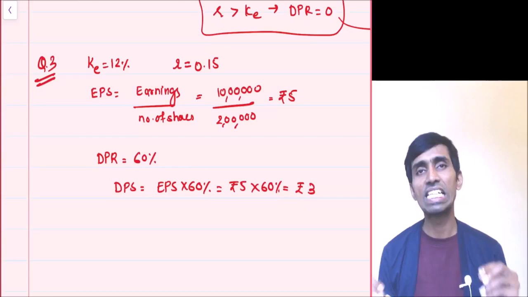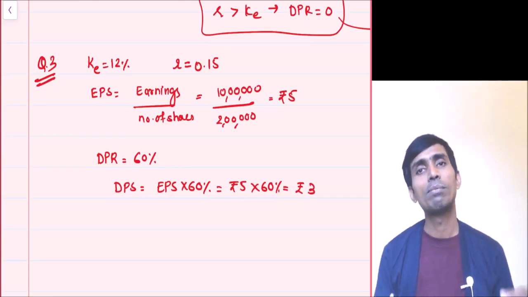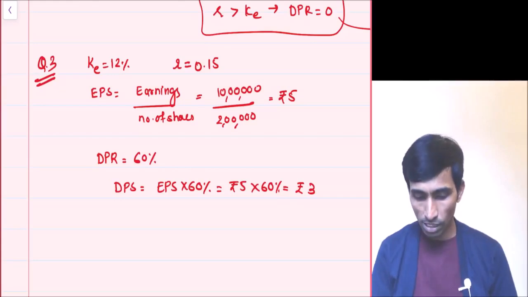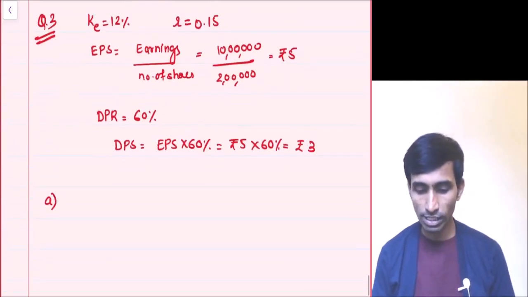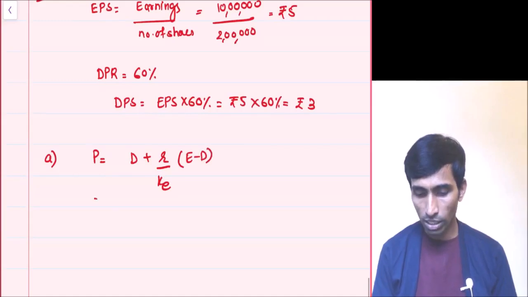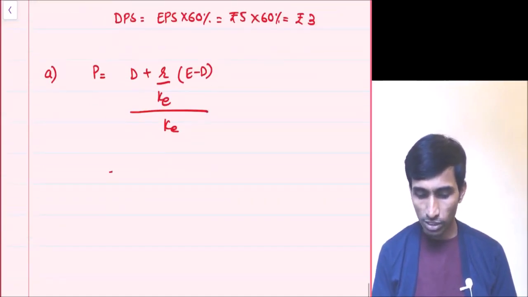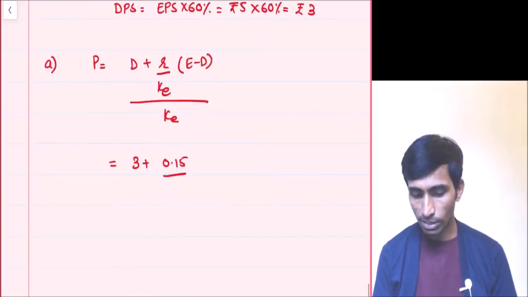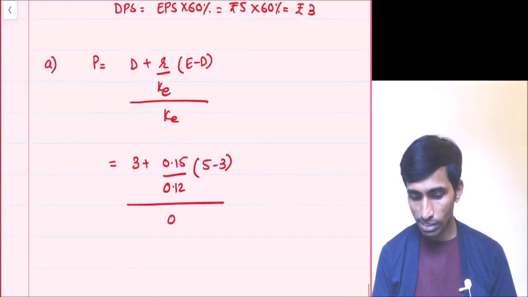What would be the optimal? Okay, see, R is greater, so the dividend payout should be 0. So when dividend payout is 0, what is your market price? That is what the second question is. And in the current scenario, what is the market price? Fine. So I will apply the formula for the first part. P is equal to D plus R upon KE into E minus D, the whole divided by KE. Fine. So dividend per share is 3 plus return is 15%, 0.15 divided by 12% is K, into earnings, which was 5 minus 3, the whole divided by 0.12.